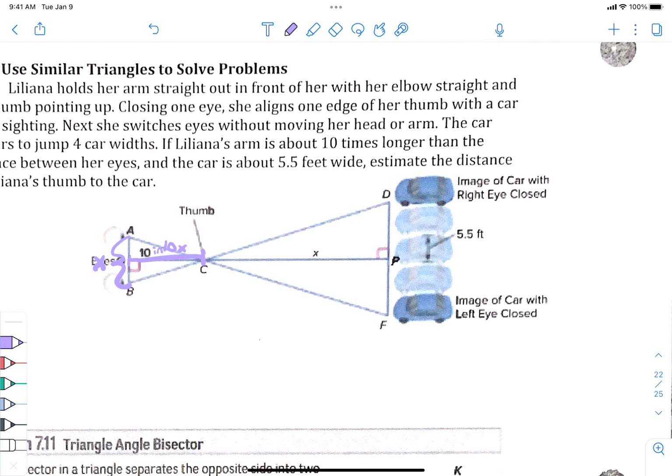Which is kind of weird. Okay, so here's what I want you to do. Put your thumb up on the clock. Close your right eye, then close your left eye. Close your left eye and put your thumb on the clock. Now switch eyes. Does it move? This is what she's doing with the cars, and the cars are jumping.